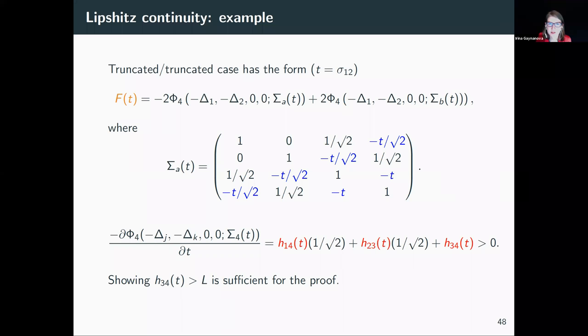Can you provide more intuition on how you derived bridge functions? Yes. Let me see if I have a slide for that.